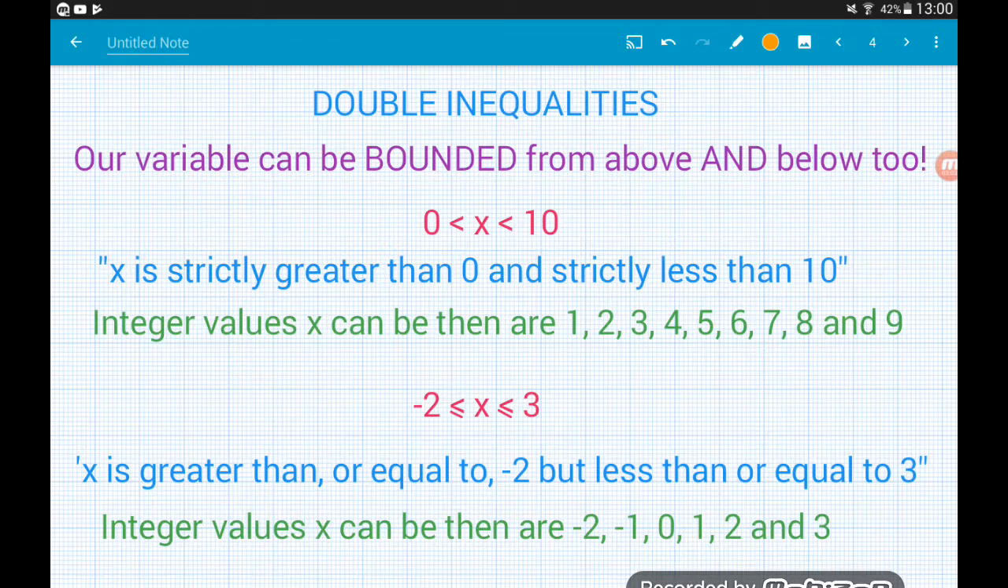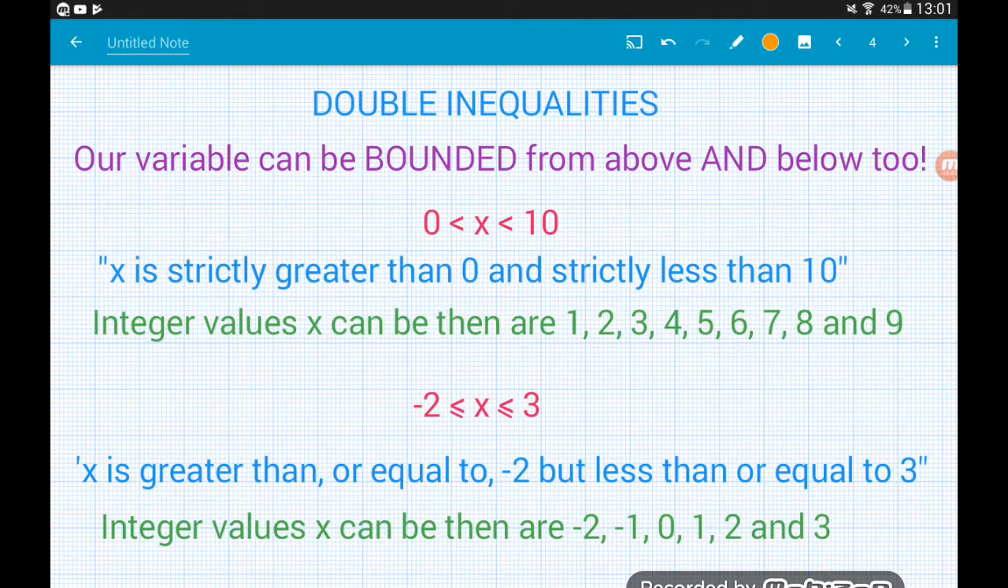So we also can come across double inequalities where our variable is bounded from below and above. So this top chap here, x is greater than 0 strictly, but x is strictly less than 10. So here the integer values that x could take would be 1, 2, 3, 4, 5, 6, 7, 8 and 9. It's not allowed to equal 0 or 10. So inequalities sort of work like bouncers. They're not letting x go below and they're not letting x go above.